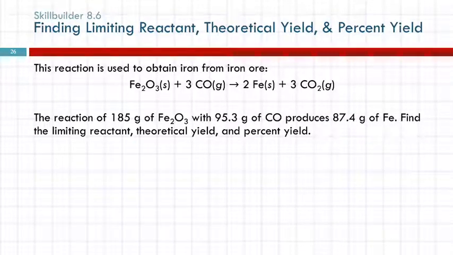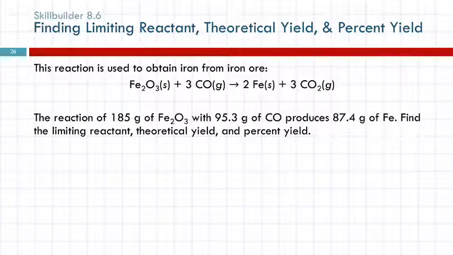Okay, here's another one. This is a reaction that's used to get iron from iron ore. It uses carbon monoxide. So the reaction of 185 grams of the iron oxide with 95.3 grams of carbon monoxide produces 87.4 grams of iron. Find the limiting reactant, theoretical yield, and percent yield.